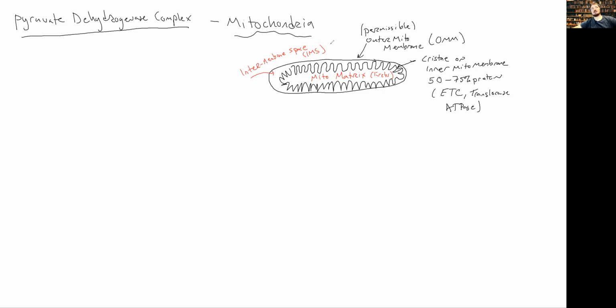And that's a place where we actually build up a gradient potential. We'll have a lot of protons out there, and then we have fewer protons inside. And we use that proton gradient to do a lot of interesting work inside the cell. And the last thing we need to know is that mitochondria have their own little chromosome. That's called mitochondrial DNA.